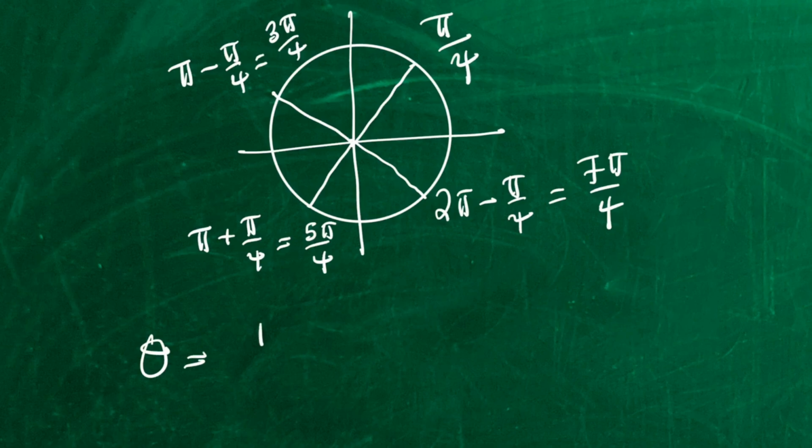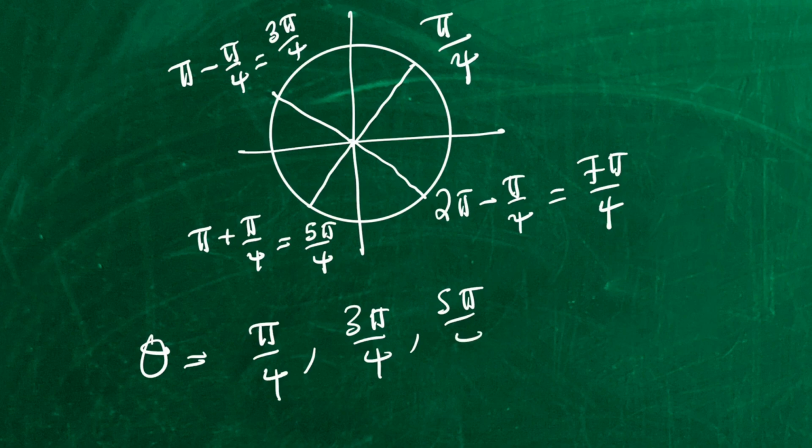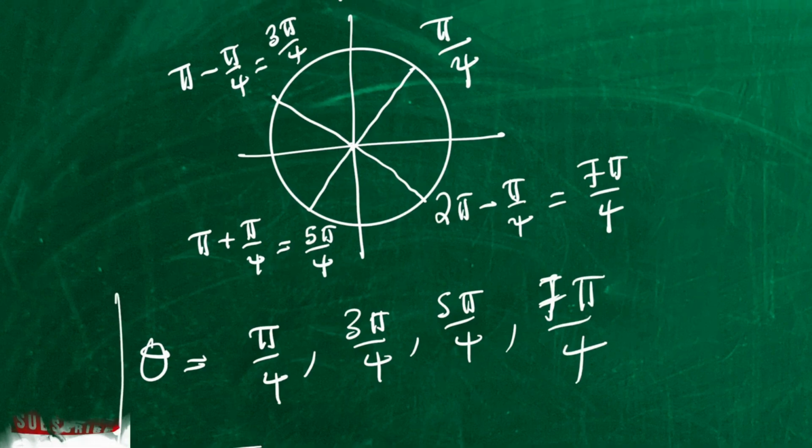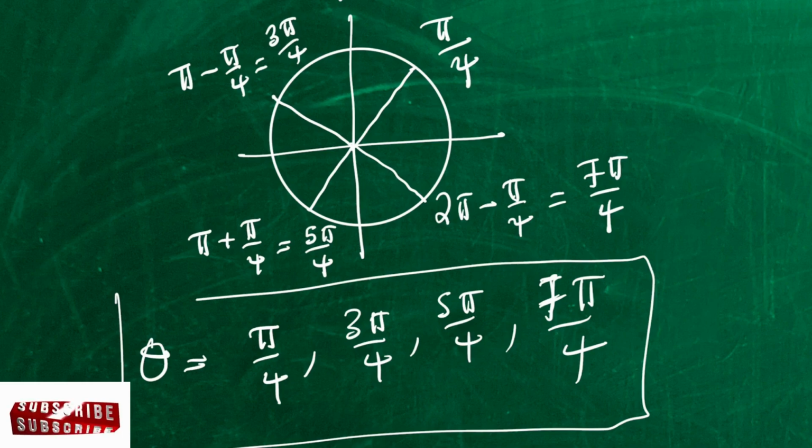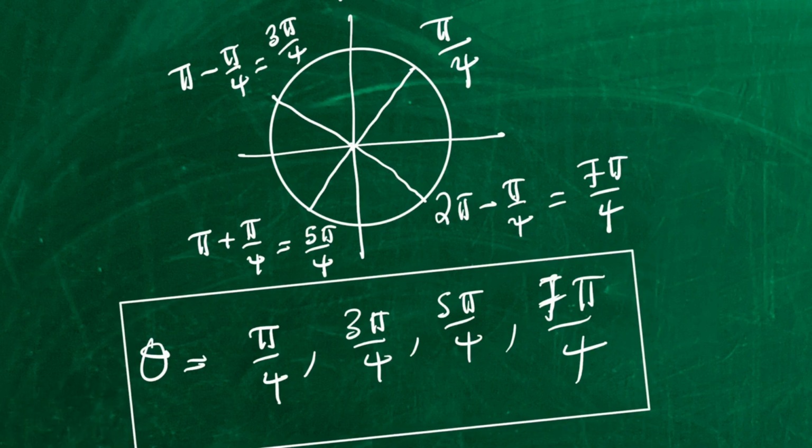So which tells us that theta for this expression should be pi over 4, 3 pi over 4, then 5 pi over 4, and 7 pi over 4. So you can see that this is a very simple problem. The only thing that you need to do is to solve for sin theta and track all the solutions between 0 and 2 pi.